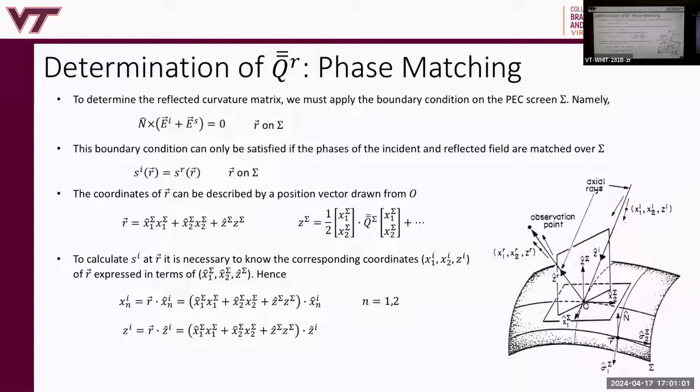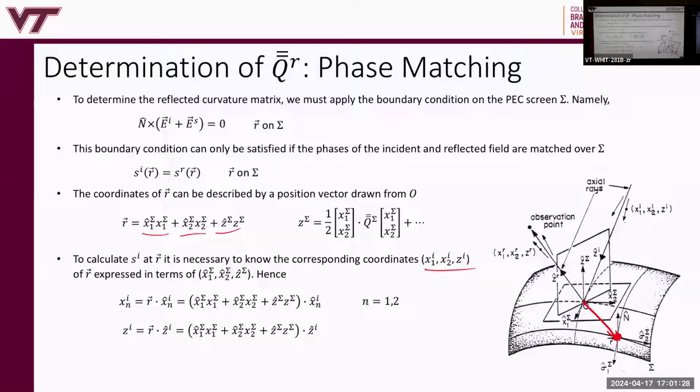Does that make sense? This point is expressed in terms of these vector components, but what is this point expressed in terms of the incident pencil coordinates? So that we can evaluate the phase of the incident pencil coordinates at this point. Clear? So if we have a point on a surface, we can find what the point is with respect to the actual.